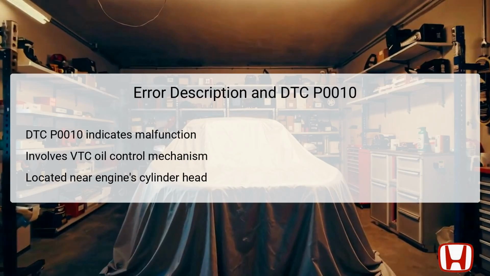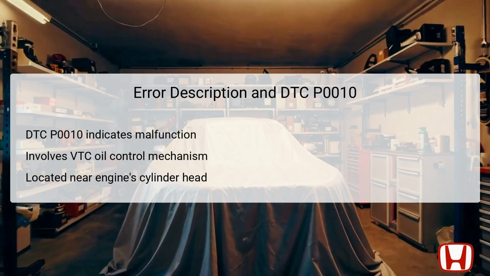DTC P0010 represents a malfunction concerning the VTC oil control solenoid valve, which plays an integral role in managing the engine's variable valve timing. The solenoid valve directs oil flow to modify the camshaft's position, allowing for optimal performance and efficiency under various driving conditions. Such adjustments help maximize fuel efficiency and minimize emissions, making it crucial for the engine's overall health.